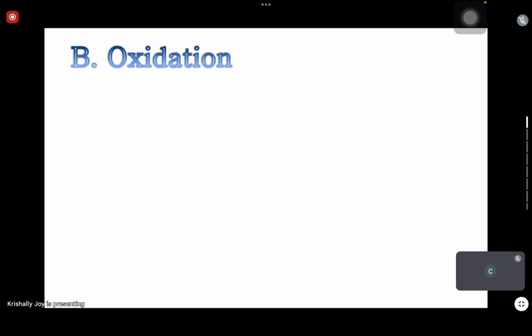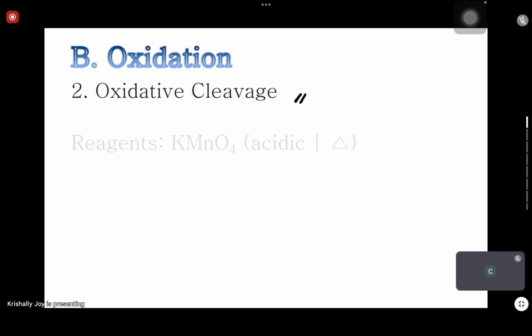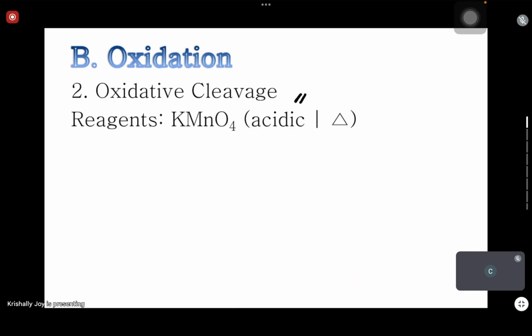Okay? Sige, let's have the second type of oxidation reaction among alkenes. We have the oxidative cleavage. For oxidative cleavage, it is exactly the opposite of hydroxylation. So kung kanina, the environment should be basic, it should be a cold solution, neutral. Dito naman, for oxidative cleavage to occur, to proceed, dapat upon adding the oxidizing agent, the environment should be acidic.